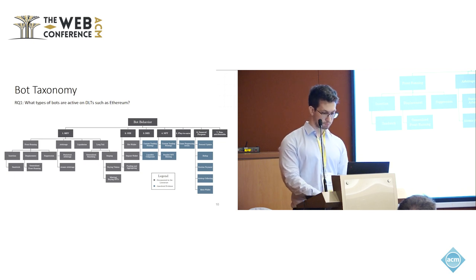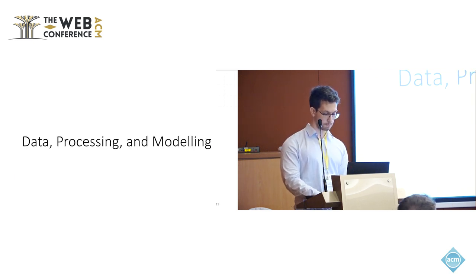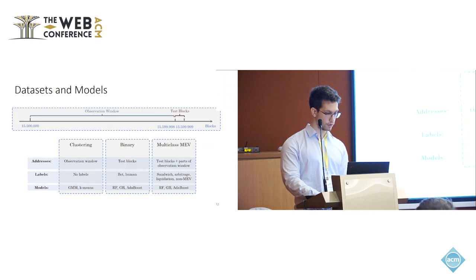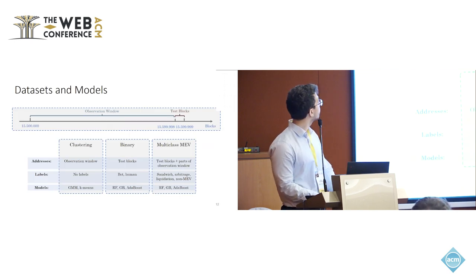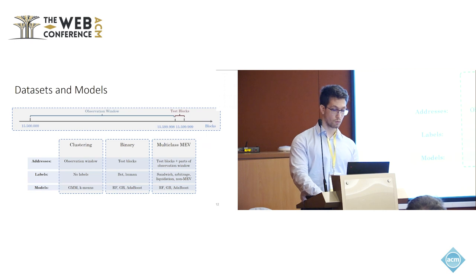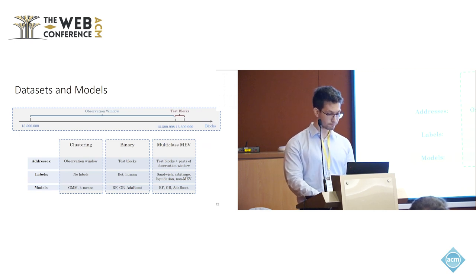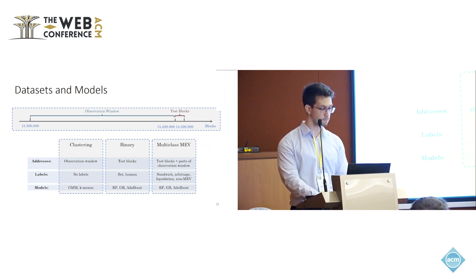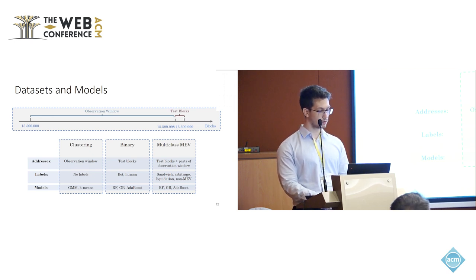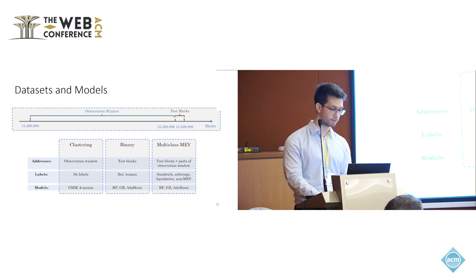Right. So now starts the machine learning part. So you can see here the rough overview of 100,000 blocks that we considered. We split it into the observation window, which is 100,000 blocks minus two, because the last two blocks are the test blocks. And they will be annotated, more on that soon. And we take this data, we take the addresses sending in these blocks, and split this into three different datasets. First is the clustering.